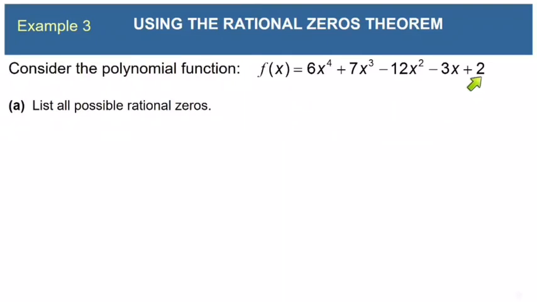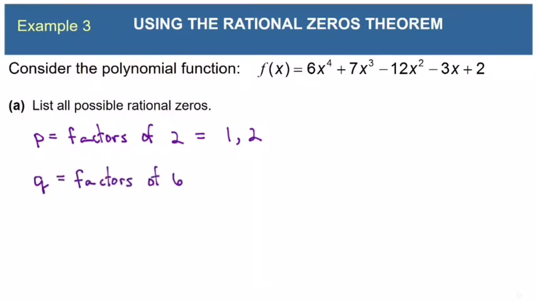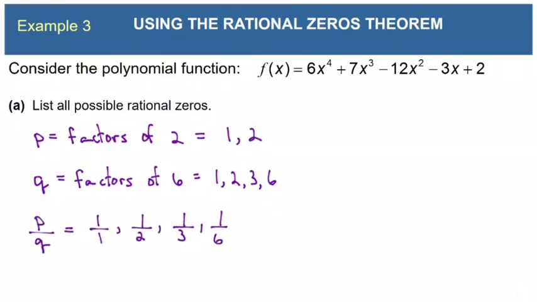So we'll make a list of p numbers, which are all the factors of the constant. And that, in this case, is only 1 and 2. And we'll make a list of q numbers, which are going to be all the factors of 6: 1, 2, 3, and 6. And now we will make a list of every possible combination of a p number over a q number. So I'm going to put 1 over each of these numbers. 1 over 1, 1 over 2, 1 over 3, 1 over 6. And then I'm going to go back and put 2 over each of these numbers. 2 over 1, 2 over 2, 2 over 3, 2 over 6.